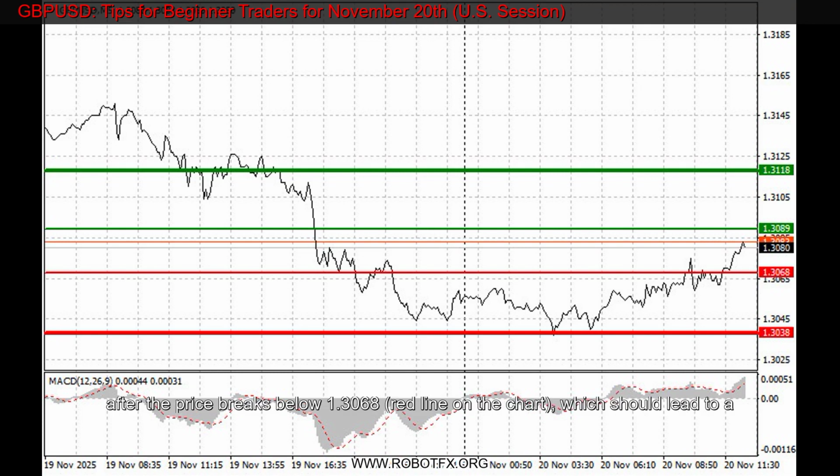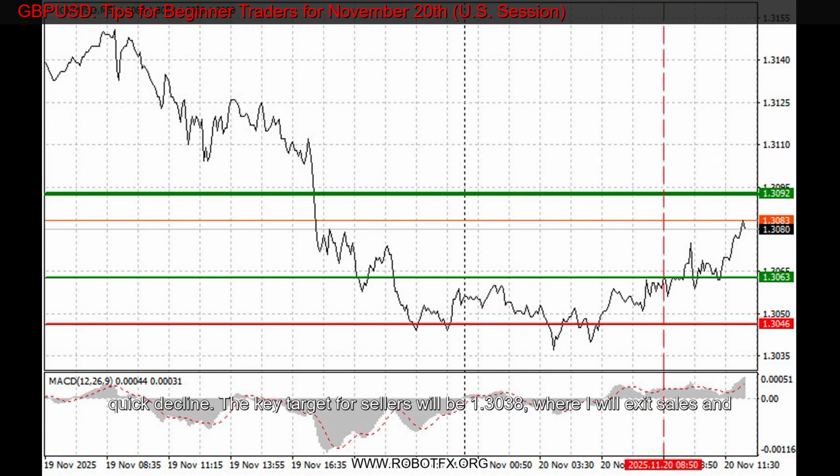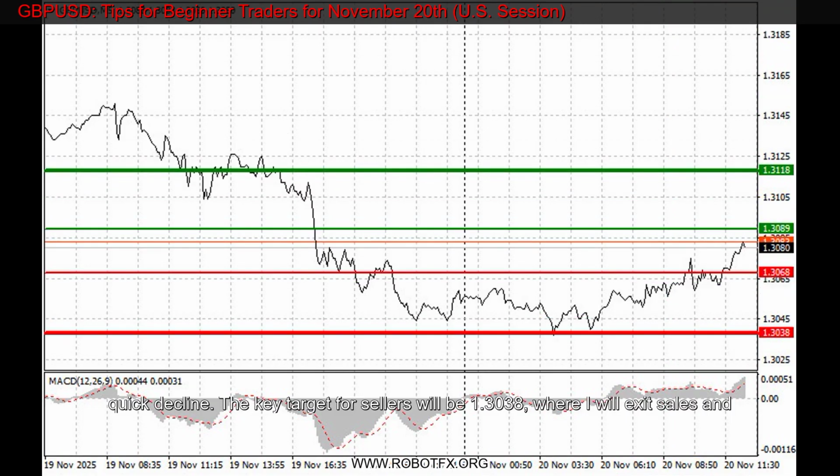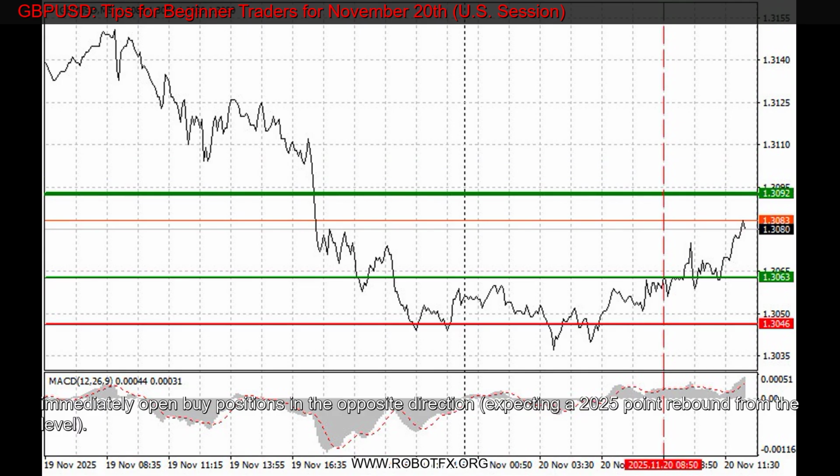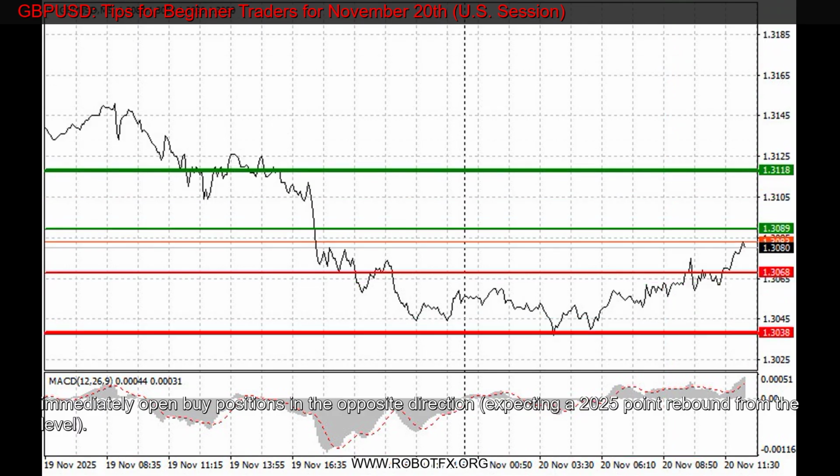Sell signal, scenario no. 1. I plan to sell the pound today after the price breaks below 1.3068, the red line on the chart, which should lead to a quick decline. The key target for sellers will be 1.3038, where I will exit sales and immediately open buy positions in the opposite direction, expecting a 20-25 point rebound from the level.